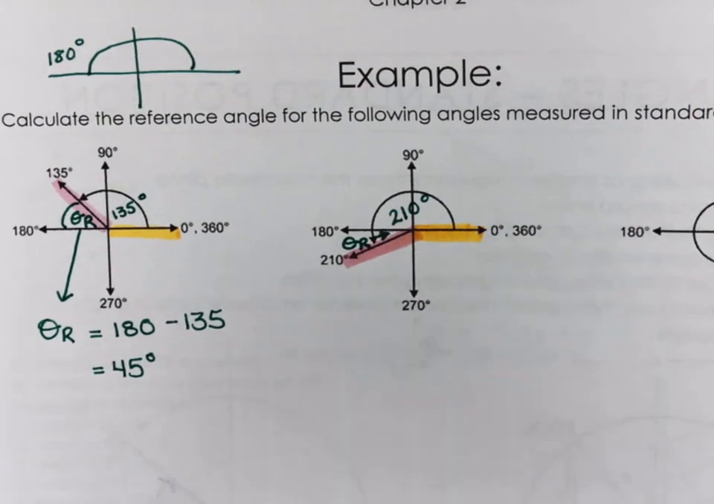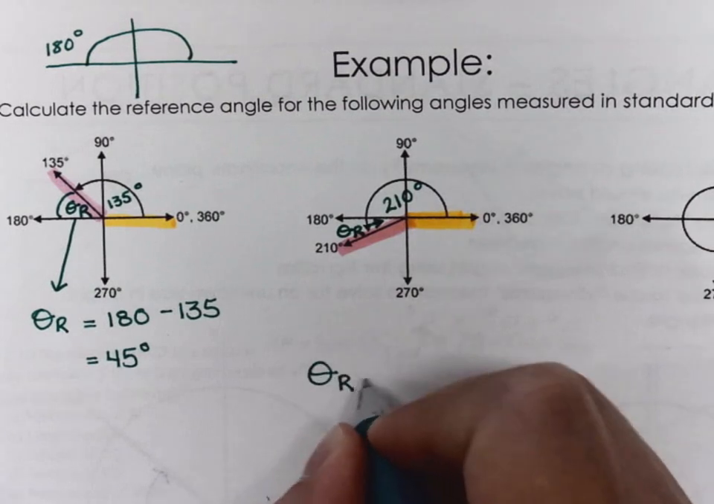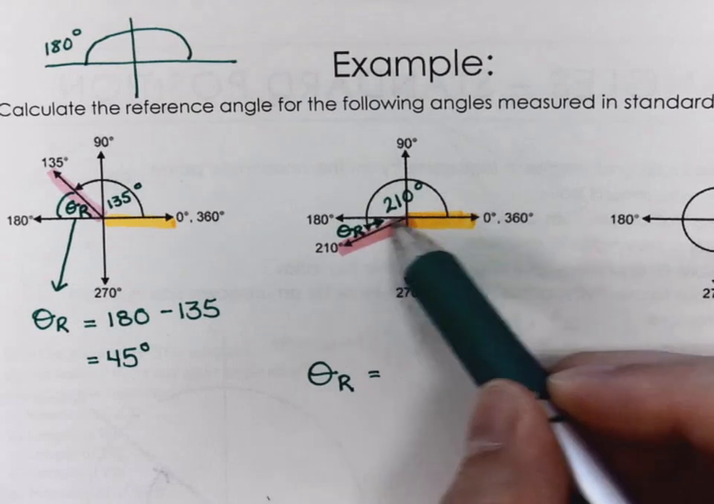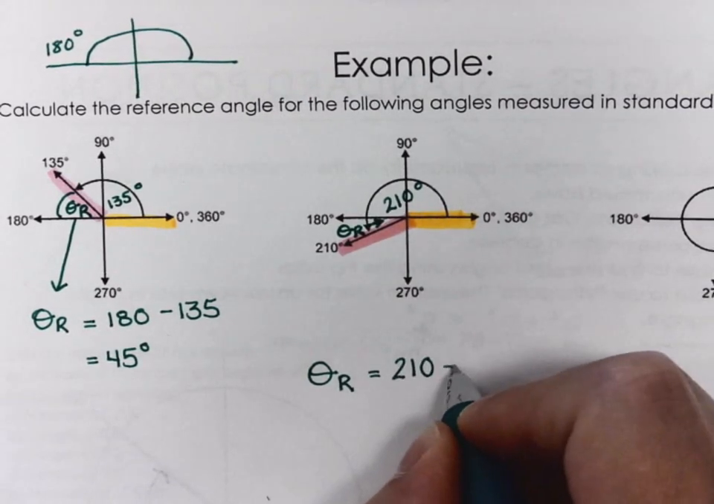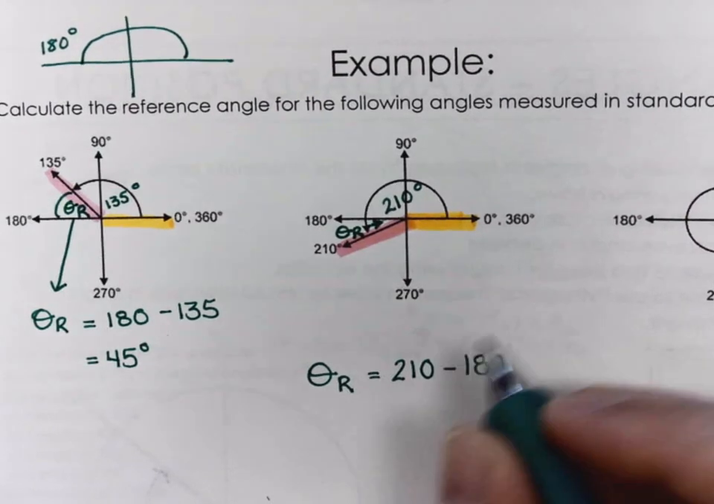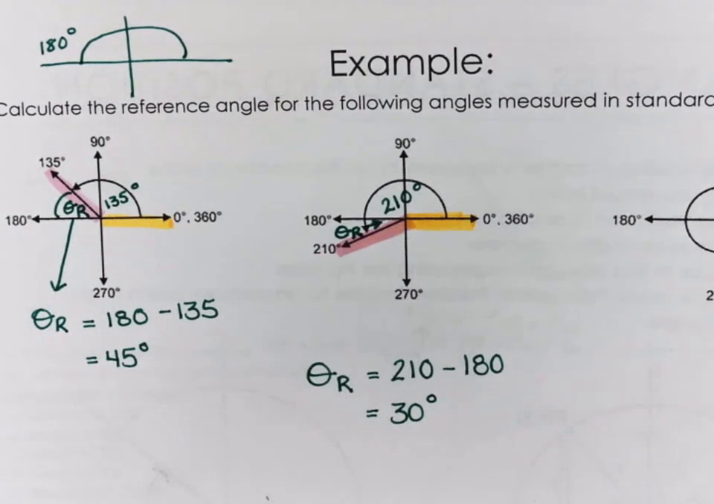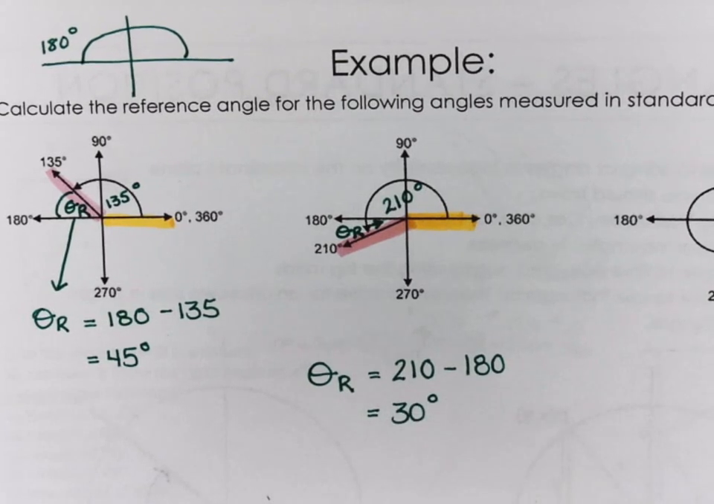So again, we know a little bit about what happened. The whole thing is 210. We know this part is 180. So we're just going to take 210 minus 180. We should get 30 degrees. And again, I don't put my degree symbols in until the very end. If I have an equal sign here, then I have to have an equal sign here. Okay? I'm making a statement that this is my reference angle.